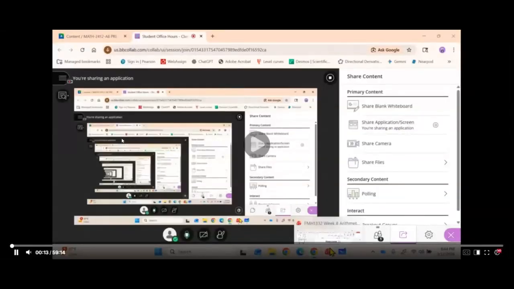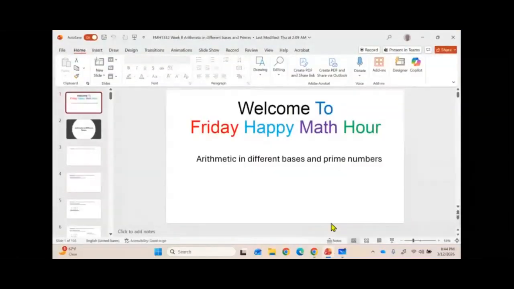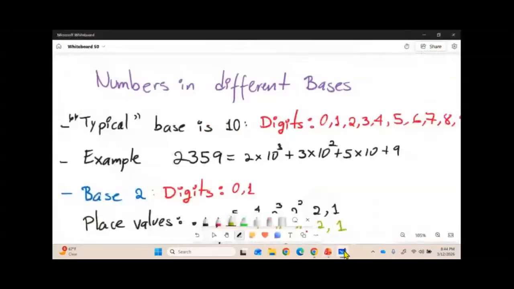Hey, I'm going to be talking about arithmetic and prime numbers. And a quick review from our previous session. Last time we talked about numbers in different bases. And just as a quick review, the typical number is in base 10.